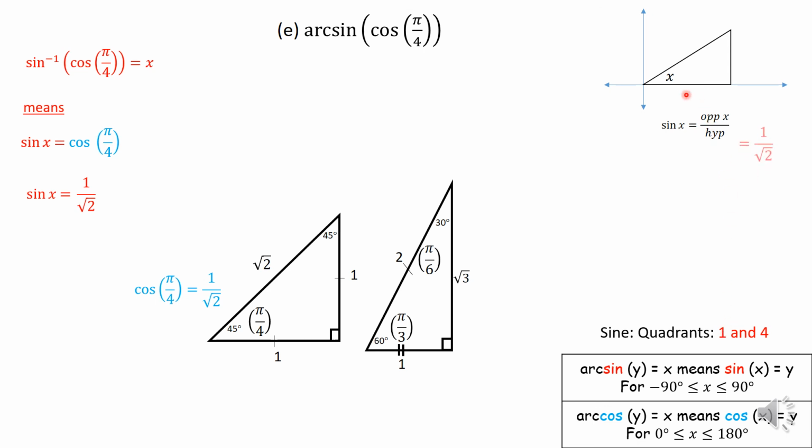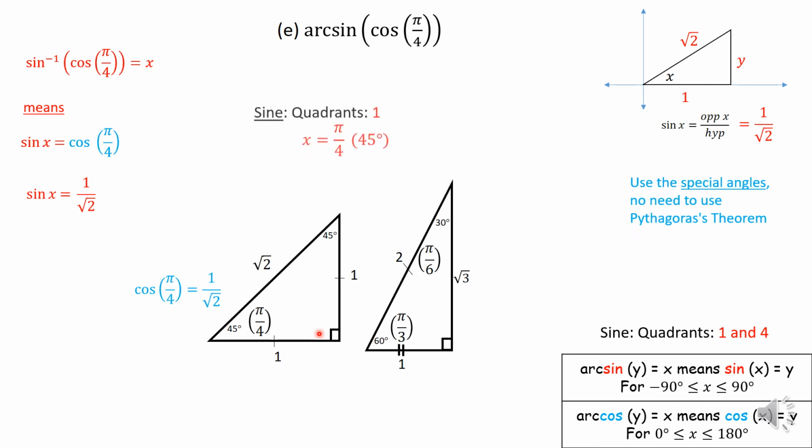So that means we have a triangle something like this here. Again, you don't have to use Pythagoras here because you're supposed to use your special triangles in order to find that particular angle. And the one that has the root 2 is the 45, 45, 90 degree triangle. Therefore, using that, we realize that the value of x should be pi upon 4, or 45 degrees.